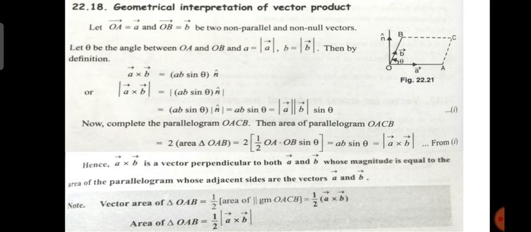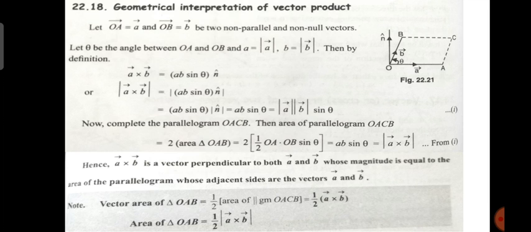The geometric interpretation of the vector product has been given. Look at that figure. Vector A and vector B are drawn, and theta is the angle. If we extend them, we get a parallelogram. Here vector OA is vector A and vector OB is vector B. These are non-parallel, non-null vectors, meaning they are not zero vectors.